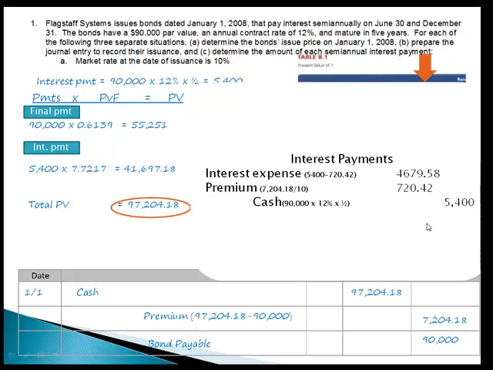Okay, and then our interest expense is going to be the difference between the cash payment less the premium, $4,679.58. Okay, again, a lot of getting used to the topics in this chapter. You just need practice.